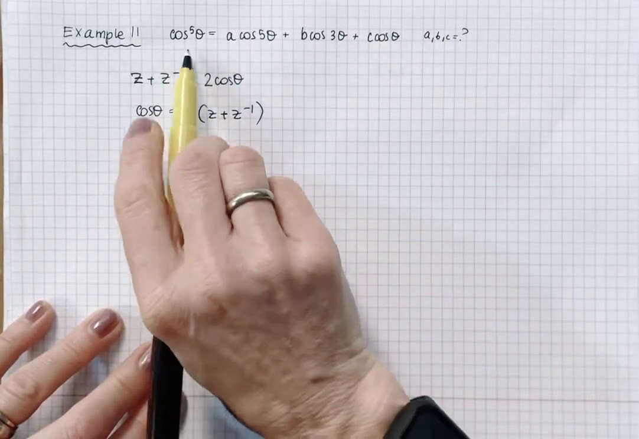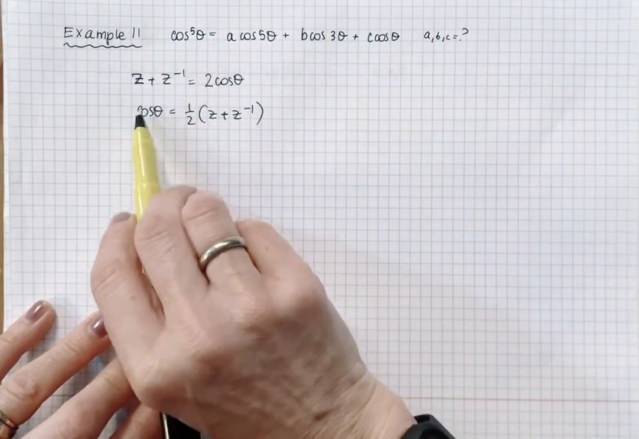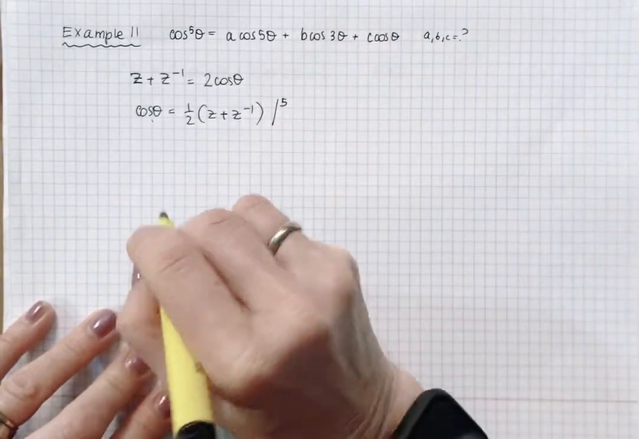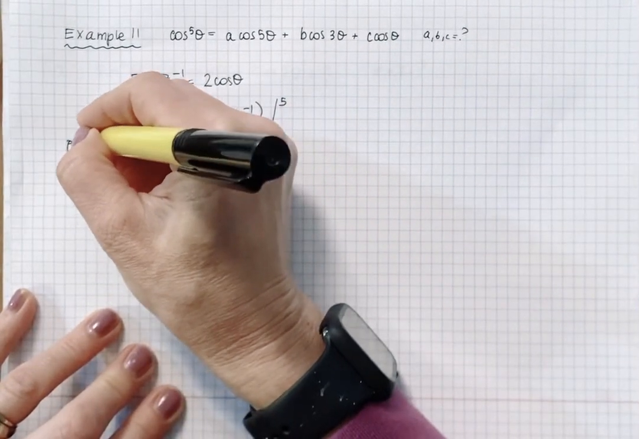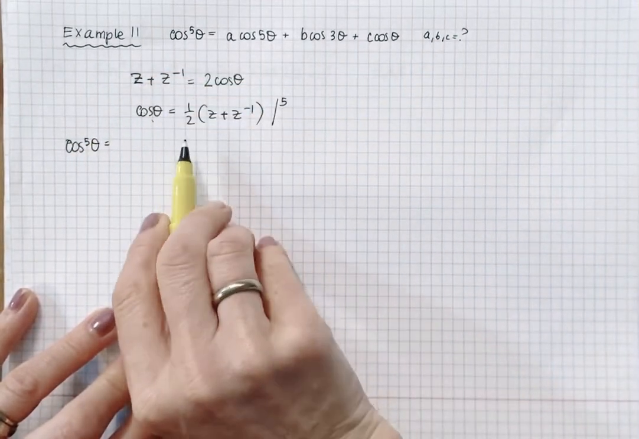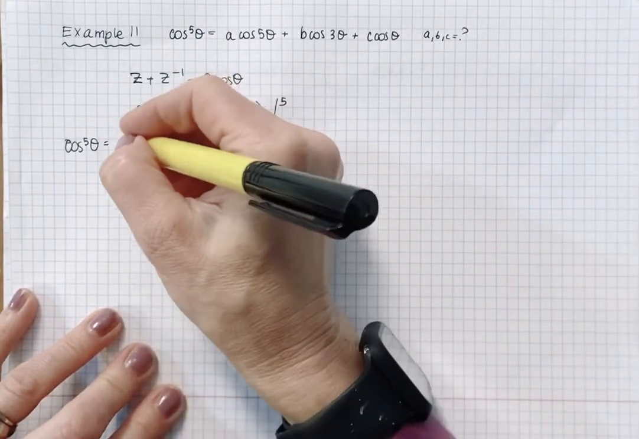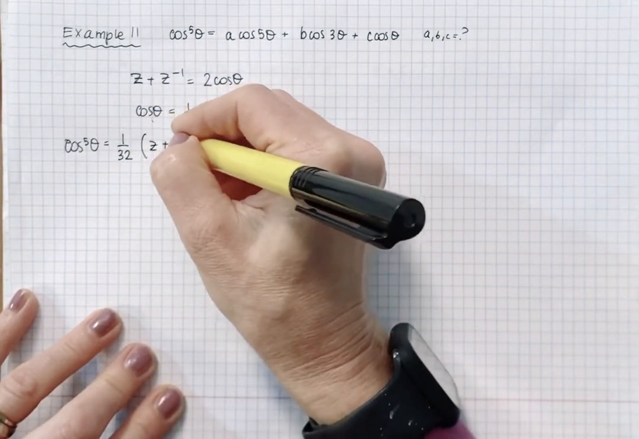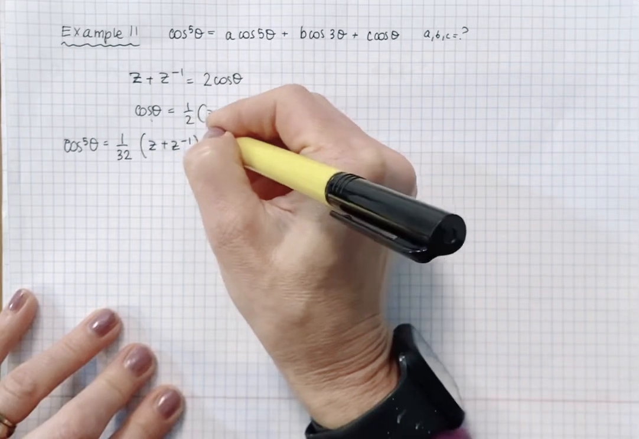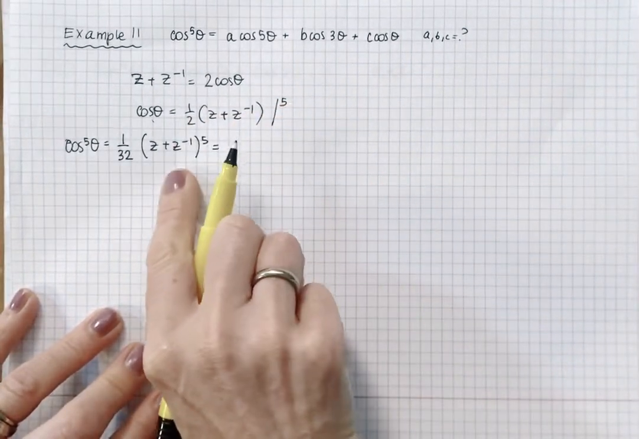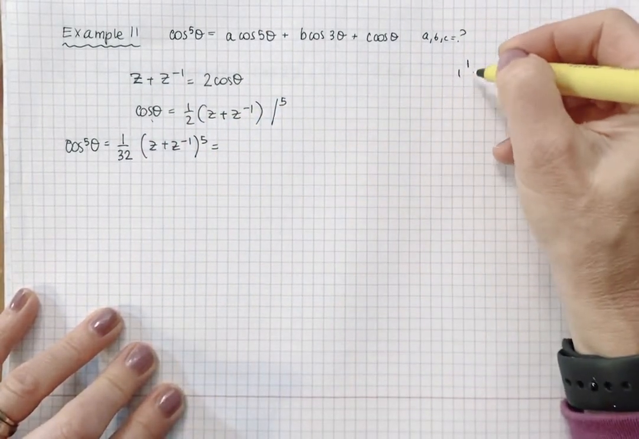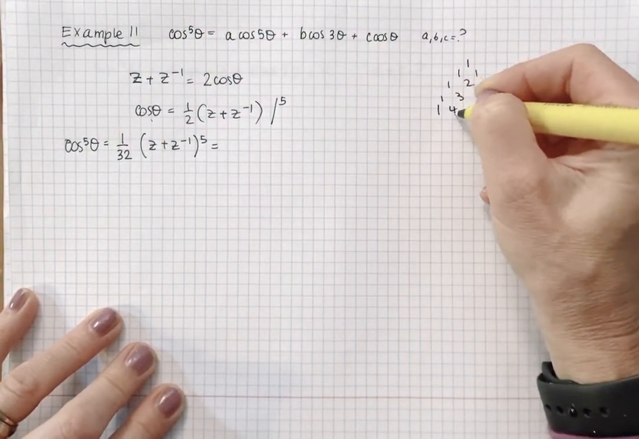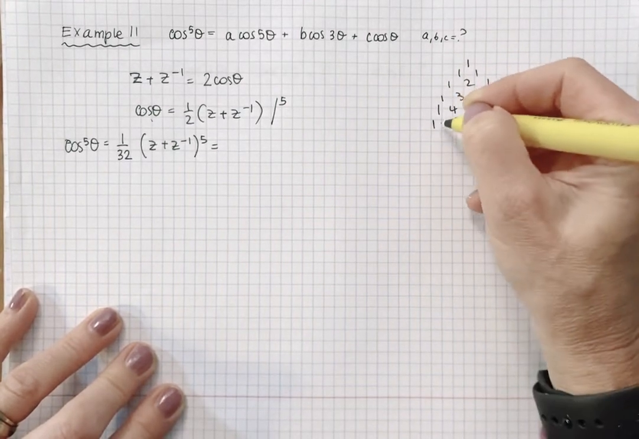We are interested in finding cos theta to the power 5, so we are going to raise both sides to the power of 5. So cos to the power 5 theta must be equal to 1 over 32, times z plus z to the power of minus 1 raised to the power of 5. We are going to use binomial expansion, so let's just quickly generate the numbers using Pascal's triangle.